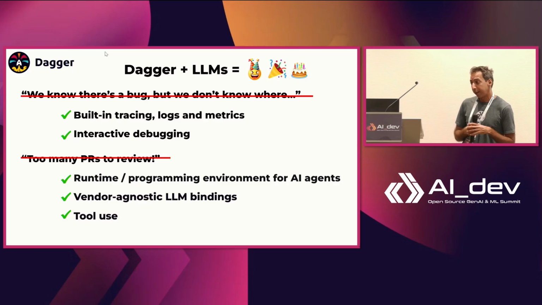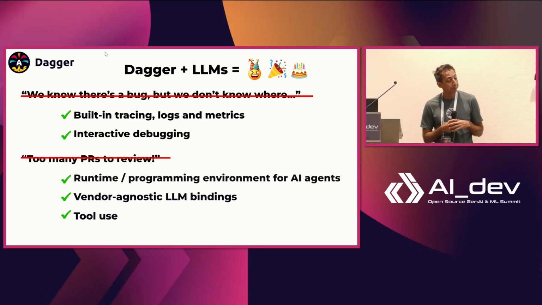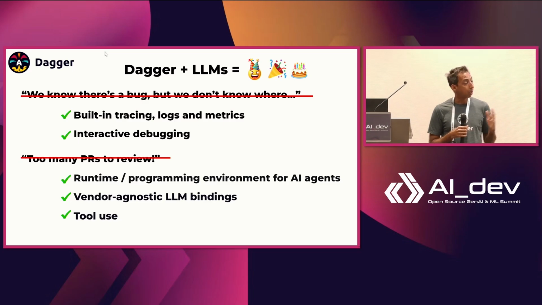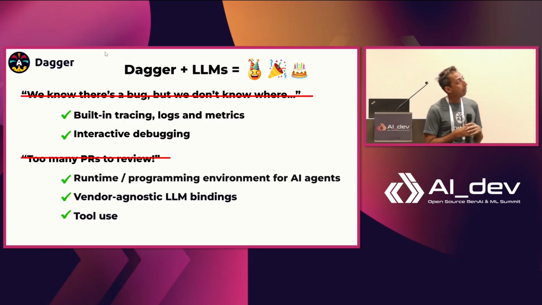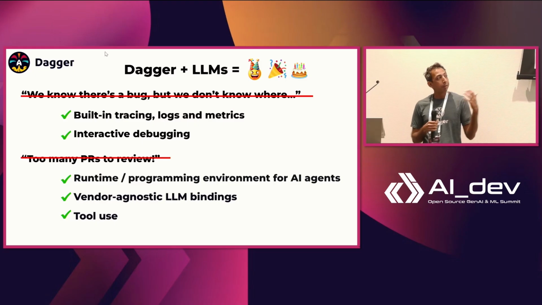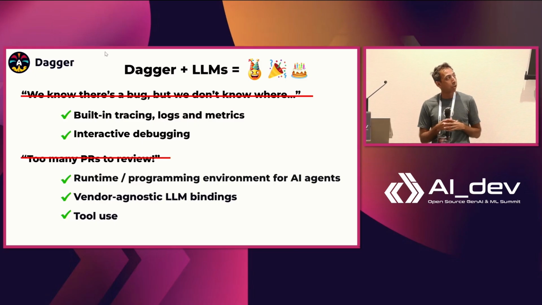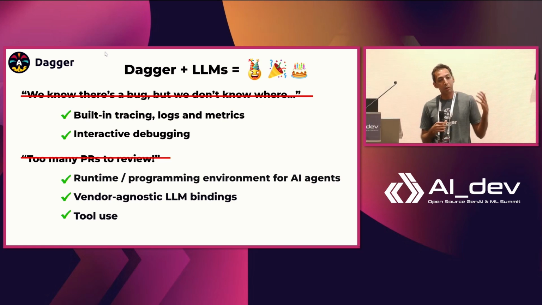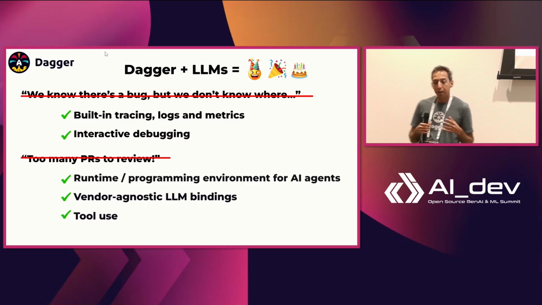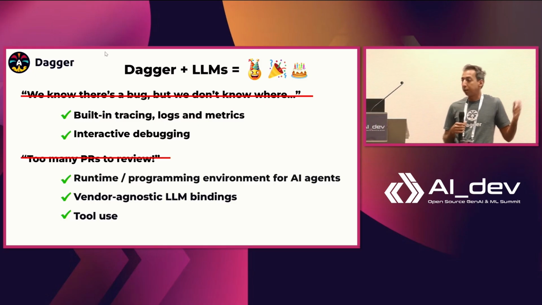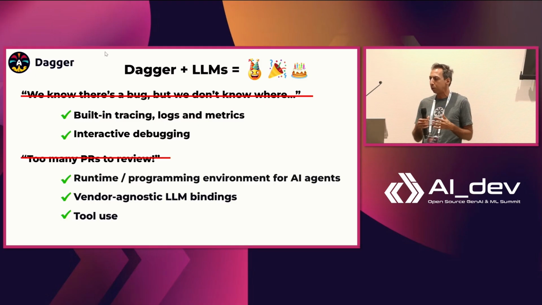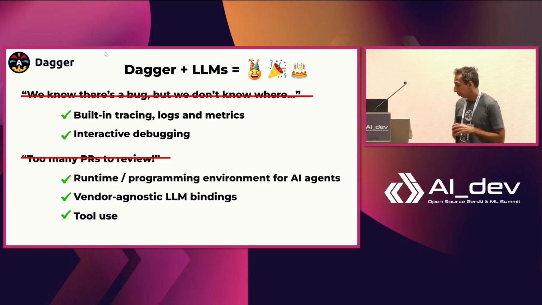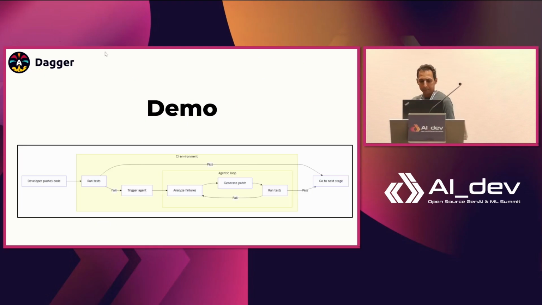The bindings that we provide are vendor agnostic, so you can use it with any vendor. We support all the usual suspects, Claude, OpenAI, Google, and all the rest of them. And when you write a Dagger function and you give it to an agent, the agent is actually able to use all the functions in your module. So for example, if you have functions to build and test and lint your code, and you give that module to an agent, the agent is able to actually use those as though they are tools available to the agent. And we'll see an example of this very soon.